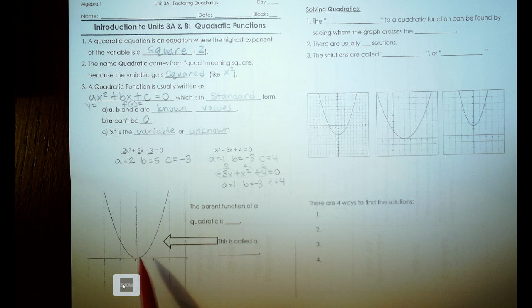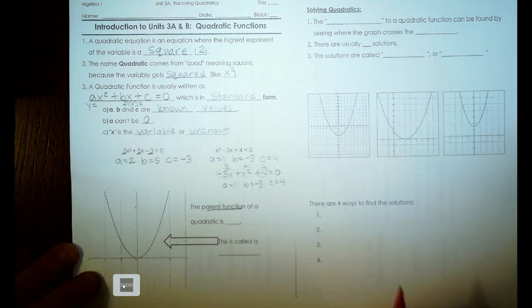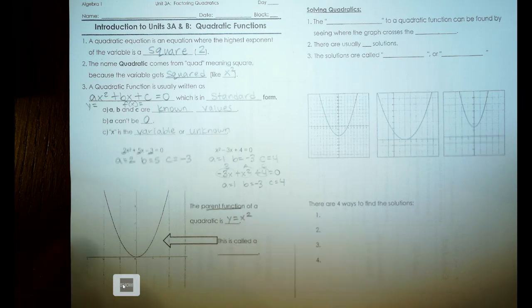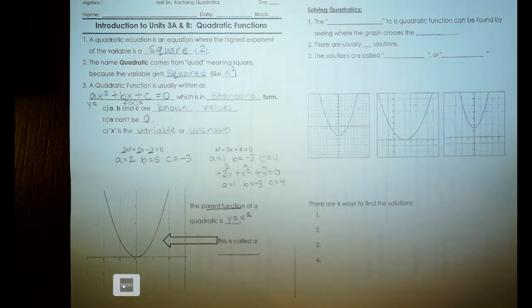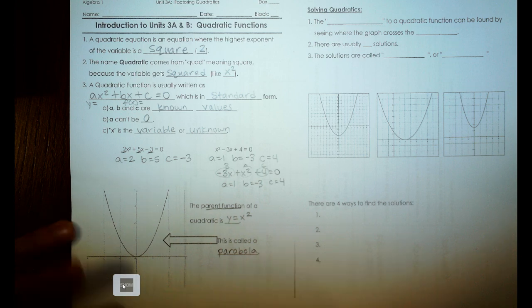Here's an example of what a quadratic looks like when it's graphed. This equation, or parent function, meaning the most basic quadratic, is y equals x squared. And the shape, this U shape, is called a parabola. It's not a parabola, it's a parabola. That's how you say it.